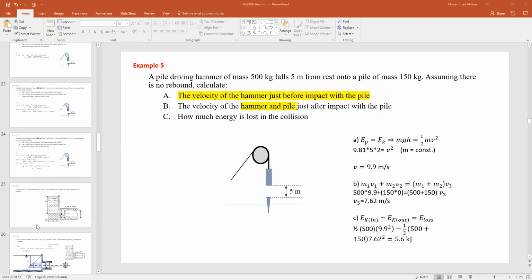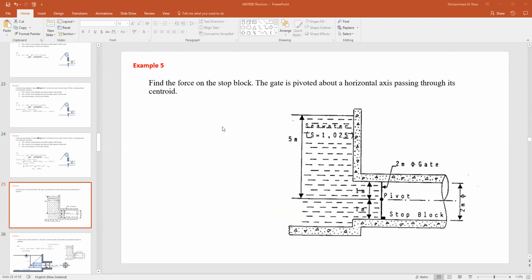All right, since no questions, let's try this another example. Fluid principles. Definitely, guys, you will have a question in your exam about fluid, and that's something very normal.